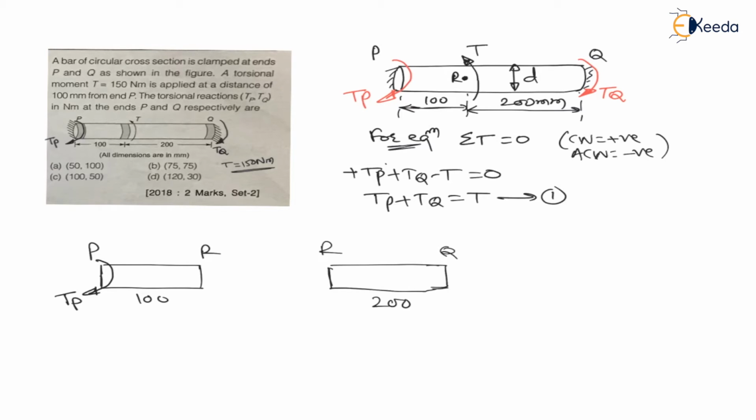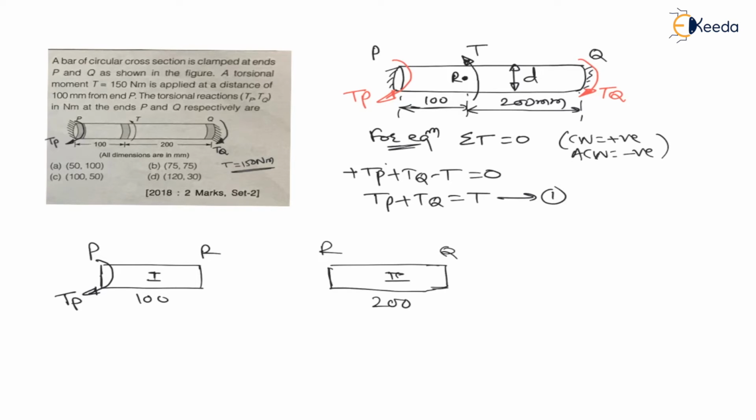Right, there is clockwise torque at P. Now, as the component is in equilibrium, each and every element must be in equilibrium. The shaft I have divided into two elements: P to R is the first shaft and R to Q is the second shaft. As the whole shaft PQ is in equilibrium, each and every element must be in equilibrium. Therefore, P to R must be in equilibrium and R to Q also must be in equilibrium.